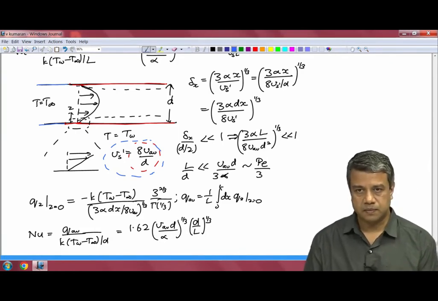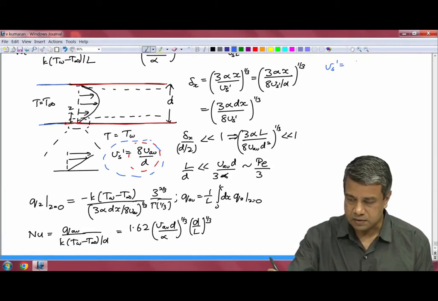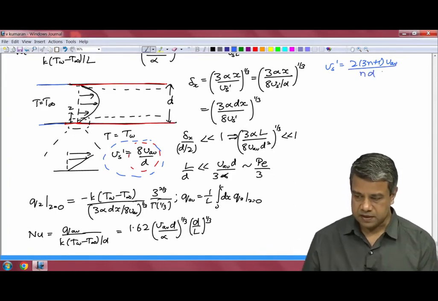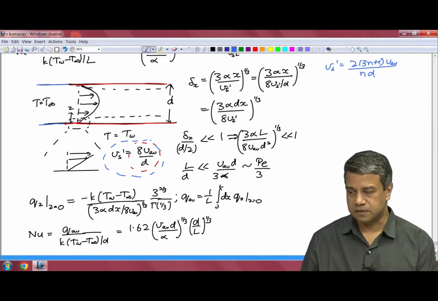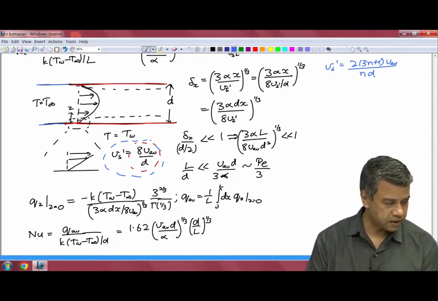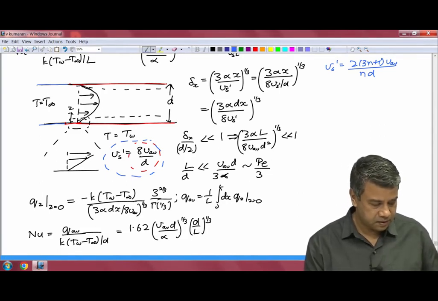For a power law fluid, you recall that we had got V s prime is equal to 2 into 3n plus 1 V average by n d. So, instead of this 8 here, I have 2 into 3n plus 1 by n d substituted in this equation, and you get the Nusselt number correlation for the flow of a power law fluid in a pipe.